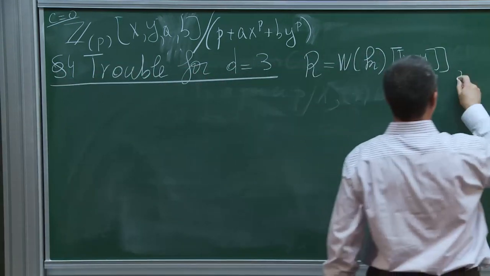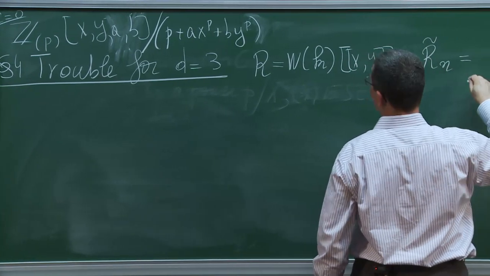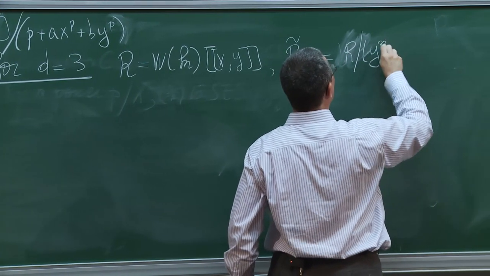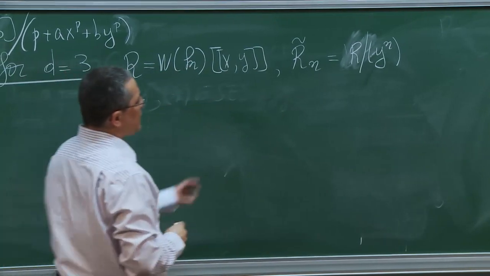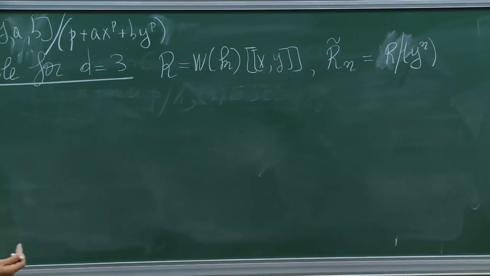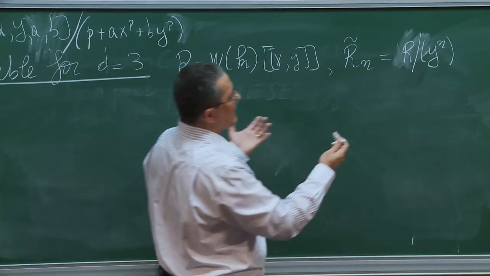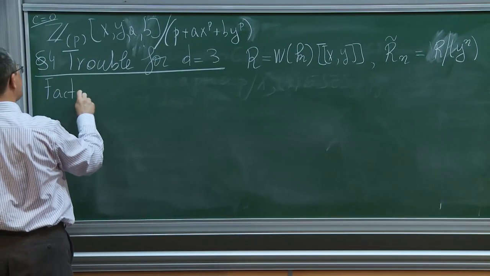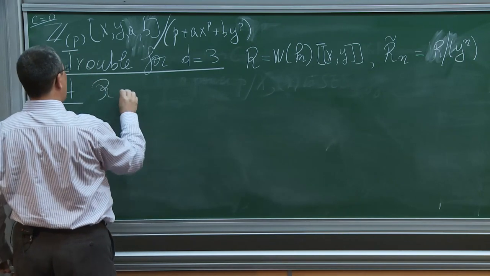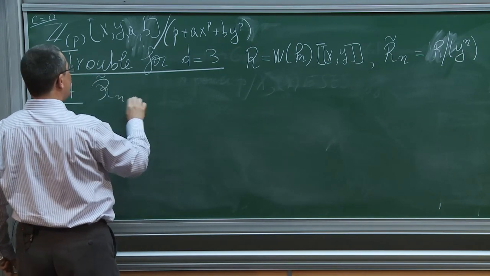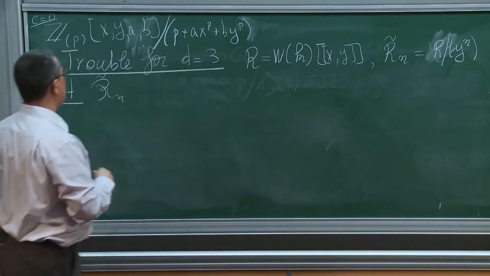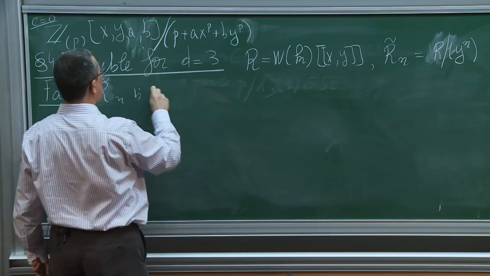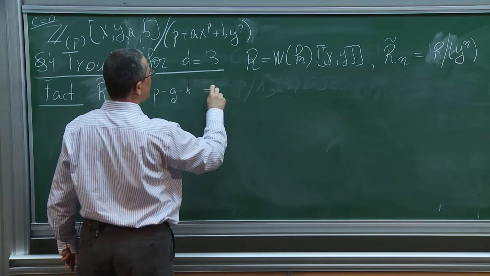And of course, we can consider quotients of it, where we divide by powers of y, R divided by y to the power n. Of course, it's regular only for n equal to 1. But what we define, p quasi Helsi, would make sense. In any case, we have something which is a local ring. And what is the fact here, which is surprising, that our R tilde sub n is p quasi Helsi if and only if n is equal to 1.